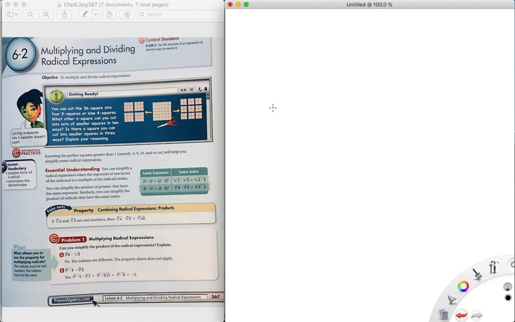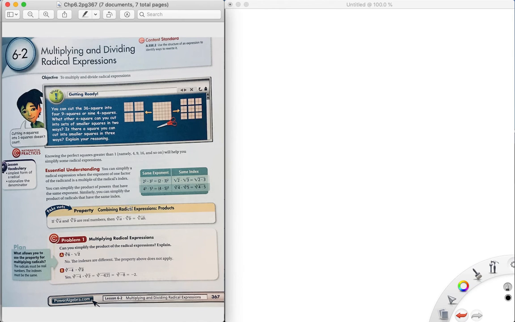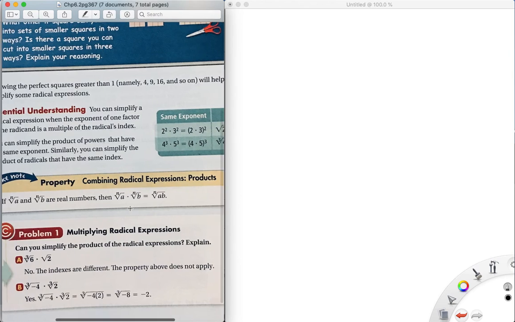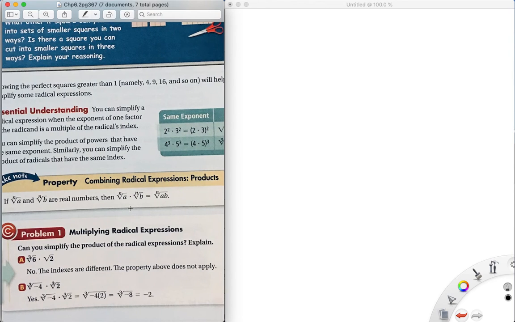Alright, this is Algebra 2, 6-2, multiplying and dividing radical expressions. So the first rule that they give us is multiplying radicals with the same index.